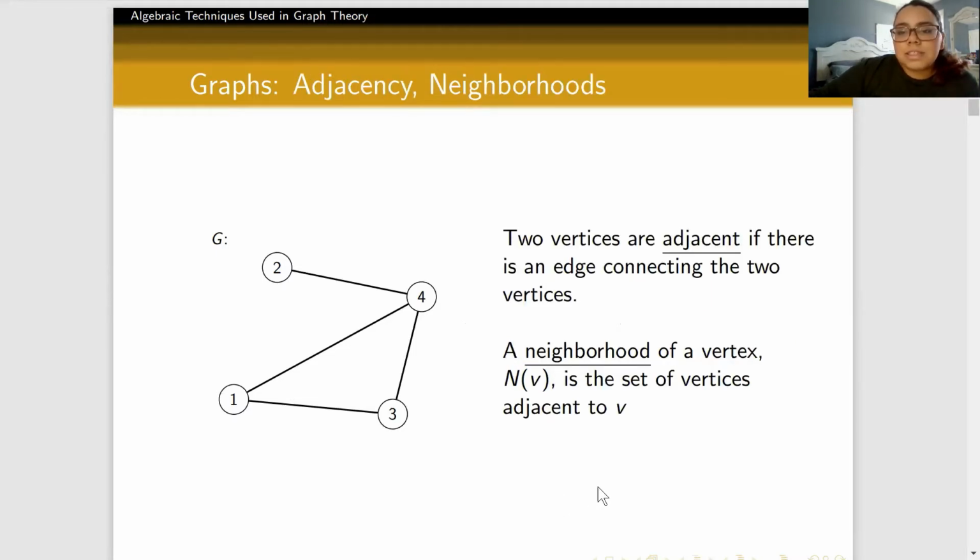Two vertices are adjacent if there's an edge connecting them. So we have that vertex 1 and 3 are adjacent, 1 and 4 are adjacent, etc. The neighborhood of a vertex is the set of vertices that are adjacent to it. So the neighborhood of vertex 2 is vertex 4. While if we look at the neighborhood of vertex 4, then that's vertex 3, 1, and 2.